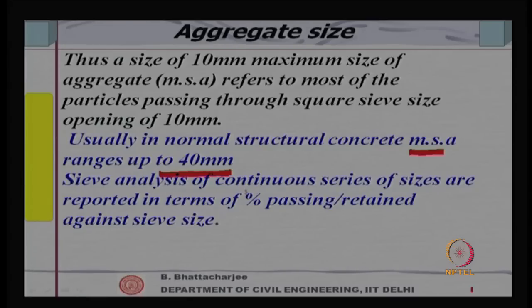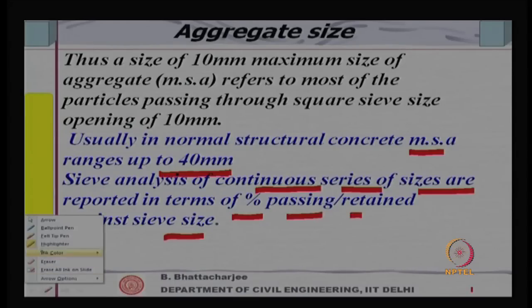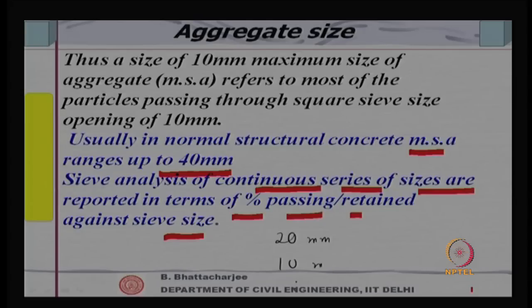Now, then we carry out sieve analysis in a continuous series of sieves, and the results are reported in terms of percentage passing or retained against sieve size. So, it is in a tabular form usually, for example, 20 mm, 10 mm, etcetera, and percentage passing. So, maybe 99% passing through this if the MSA is 20 mm, maybe 50% or 60 or 70% passing through this, etcetera. So, this is how we express.